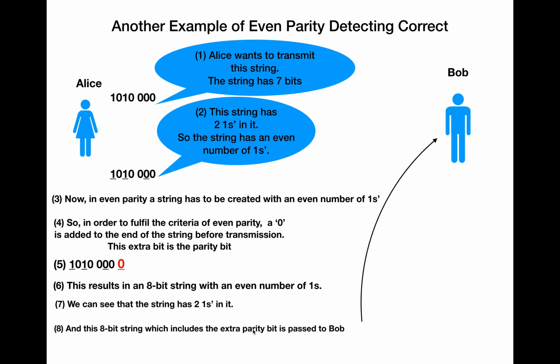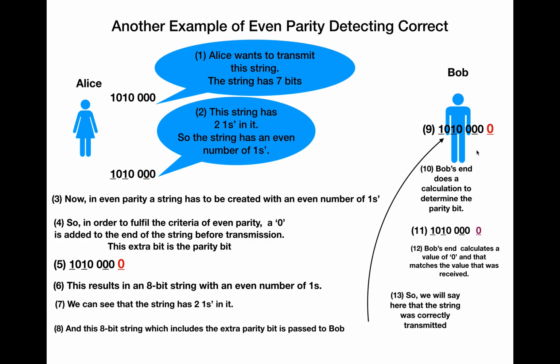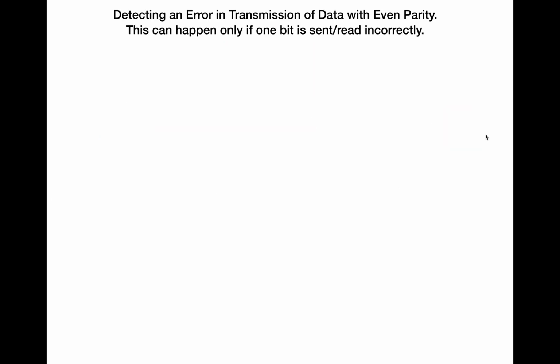And here we have Bob with the 8-bit string. Now, Bob does a calculation to determine the parity bit as well, and he finds that it is 0. This 0 here matches the 0 that he got, and we will say here that the string was correctly transmitted. So here the parity bit has helped us determine that the string was correctly transmitted.